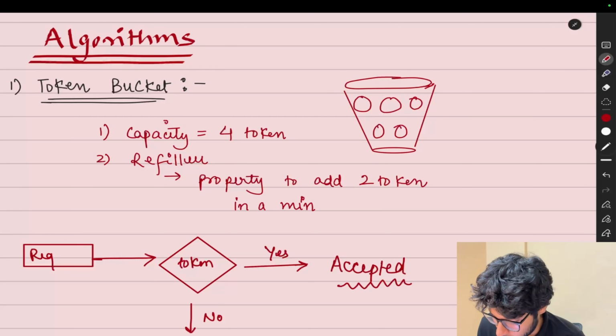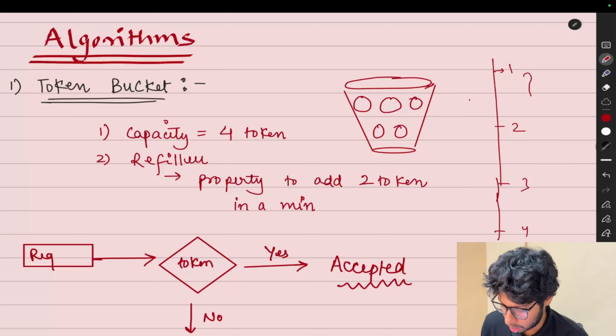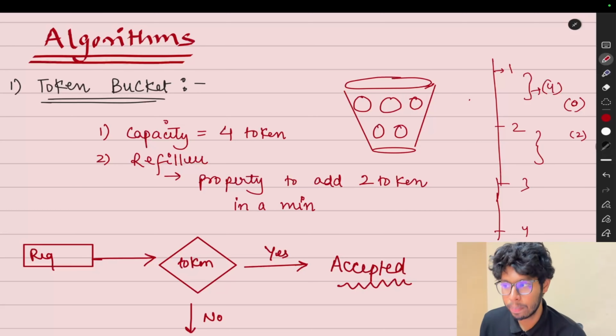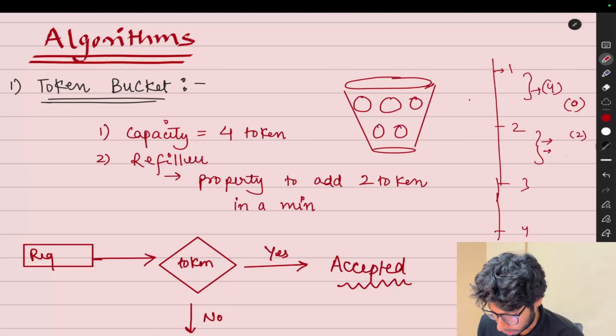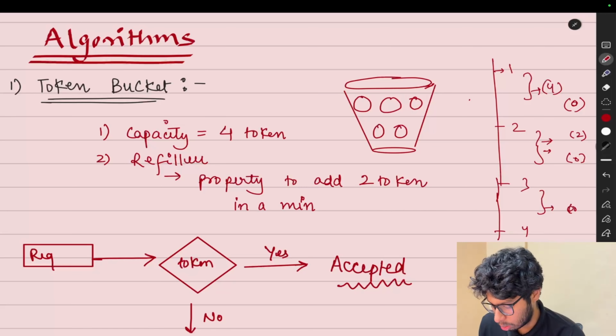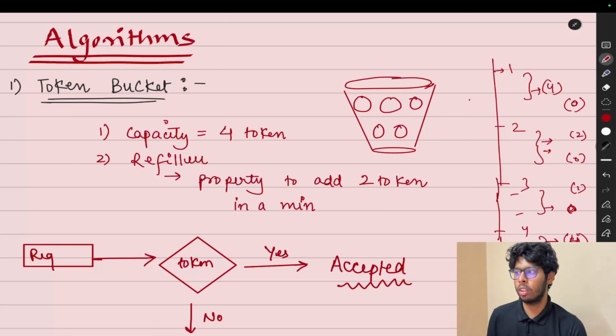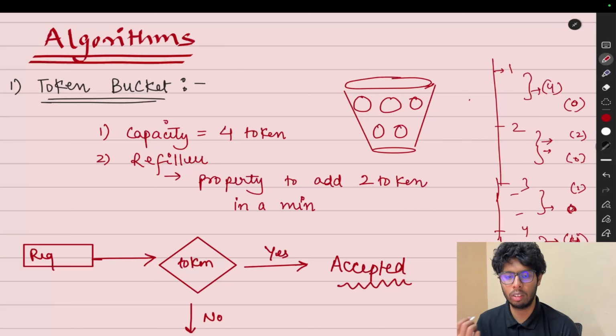So let's consider what happens. First, make a timeline of the first minute, second minute, third minute, and the fourth minute. In the first minute, if we get 4 requests, our capacity becomes 0. Now the refiller is going to put the capacity to 2, and if we get 2 requests, again the capacity will become 0, and again the refiller is going to put in approximately 2 tokens. If we didn't get any request between 3 and 4, the refiller will just fill the bucket completely to 4. So the refiller is just going to add the tokens in our bucket. This is how the refiller and this token bucket work.